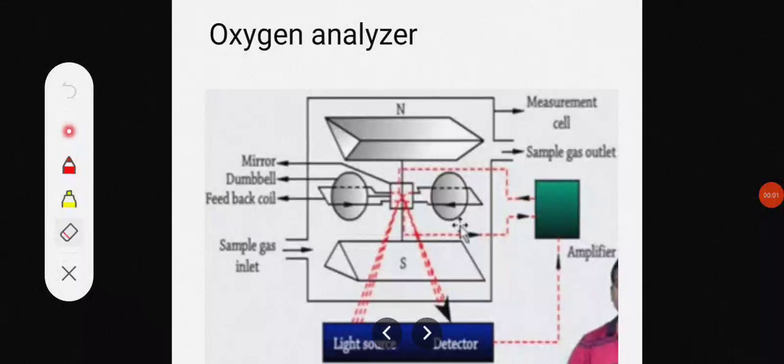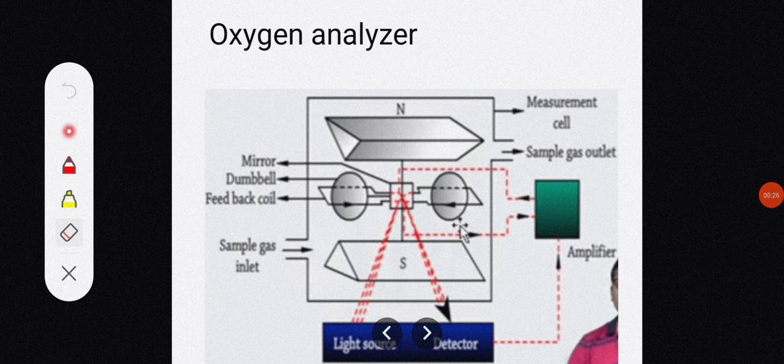Hello students, in this lecture I am going to discuss the respiratory gas analyzers. The prominent ones that I will be discussing are the oxygen analyzer and carbon dioxide analyzer. As we know, respiration is primarily concerned with the exchange of gases. That is, oxygen is absorbed while carbon dioxide is released.